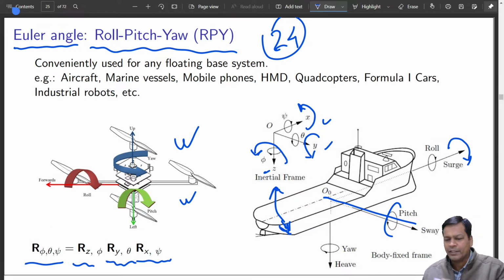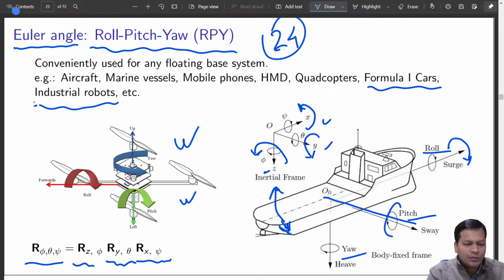Going left and right. Okay, so that is yawing about the z axis. So you have the roll axis, the pitch axis, and the yaw axis. Combined together, you represent the orientation of an object. That is what is used in any mobile devices, let it be your cell phone or a gaming station or a VR device that you may wear. Quadcopters, flights, ships, everywhere. Formula 1 cars, industrial robots. That is where we are.